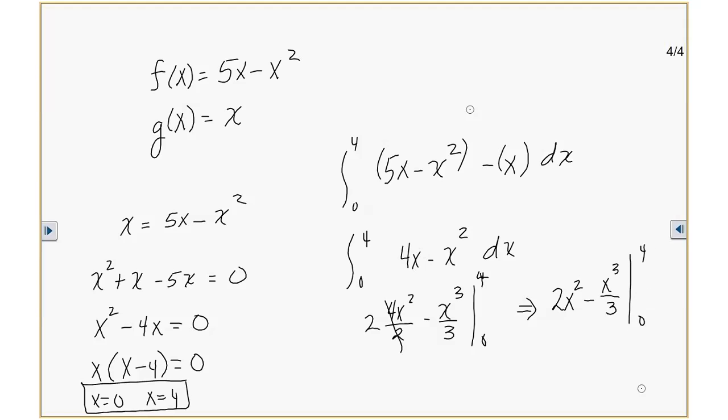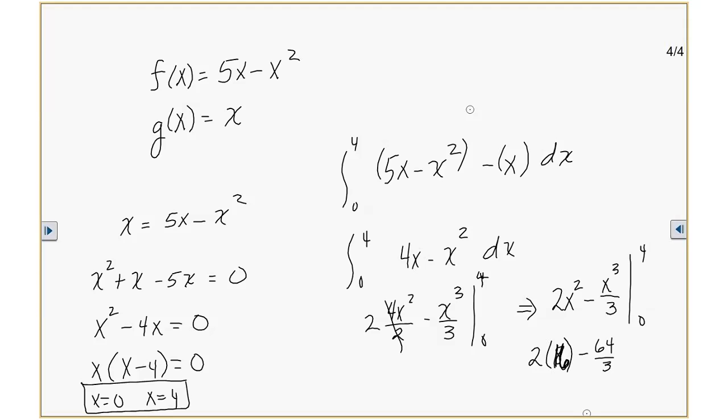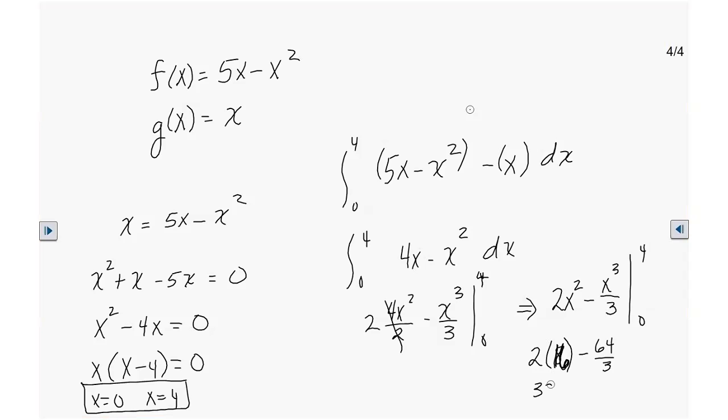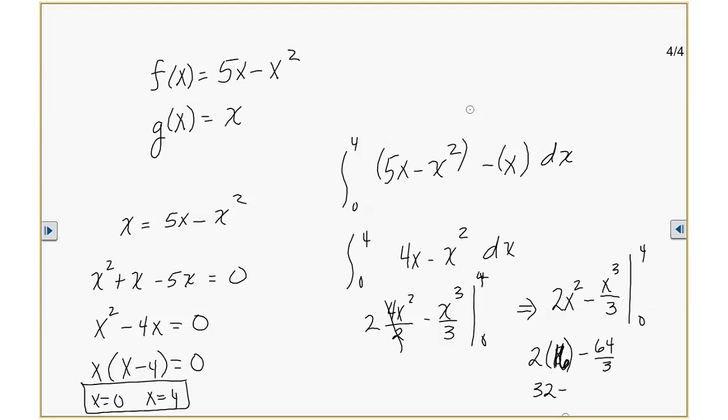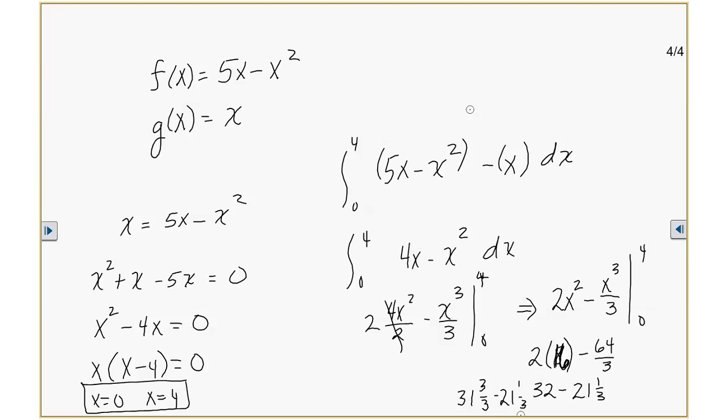Okay, so that's going to be 2 times 4 squared is what? 4 squared is 16. All right, 32. There we go. Minus 64 over 3. And 2 times 16 is 32. And 64 over 3 is what? 21 and 1/3. I'm just going to say 21 because 21 times 3 is 63. You can use the 1/3 if you want to. So now you have to change 32 into 31 and 3/3, minus 21 and 1/3, and that's going to give you 10 and 2/3. What'd y'all get?